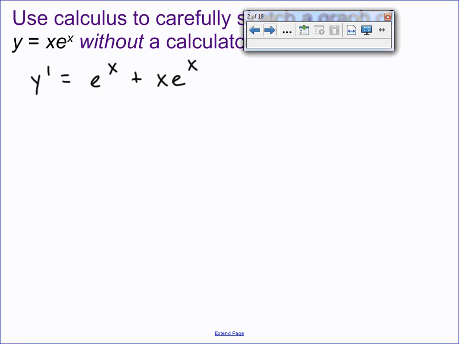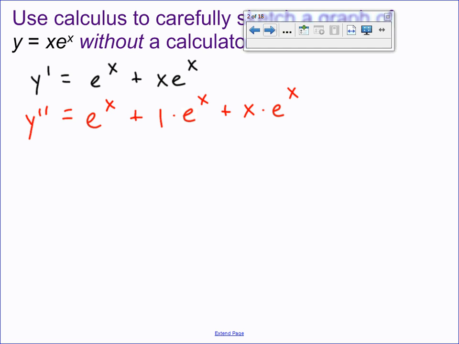So y double prime, when I take the second derivative to analyze the concavity of my original function y, is going to be given by the derivative of e to the x, which is e to the x, plus, and by golly, I get to use the product rule again. The derivative of the product of two functions is the derivative of the first term times the second plus the first term times the derivative of the second.